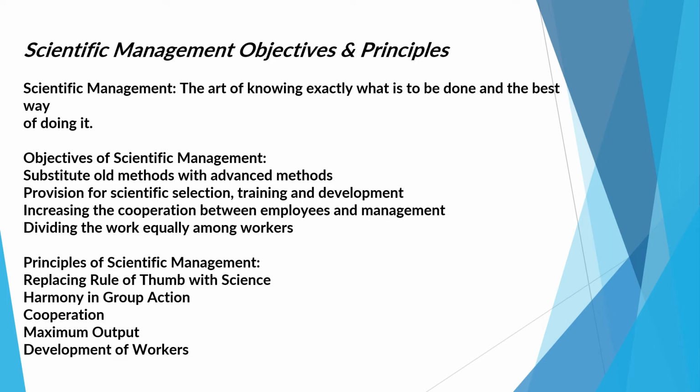Exactness is very important, and we have to see that a fair day's work takes place. Certain standards are maintained in the work, and also how best we can give the wages to the workers. Okay, piece rate for payment, and also by considering all these aspects. That means we are giving much importance to the science or scientific way. That is the first principle of scientific management. And second principle is regarding the harmony in group action.